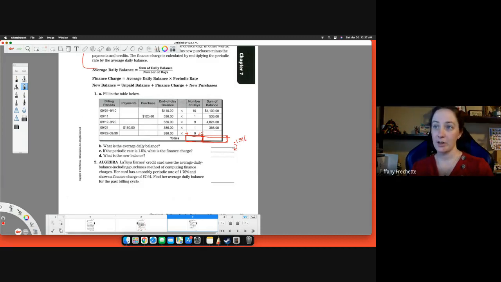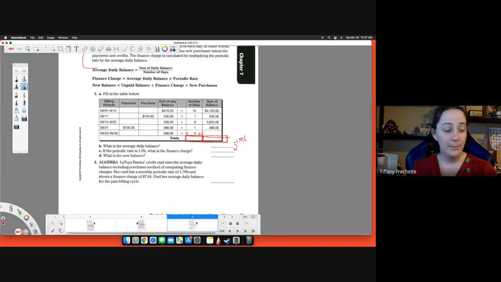That'll tell us what our finance charge is. And then to get your new balance, you simply add your unpaid balance. So what is the actual ending balance there? In this case, it's $386. That's what we actually have in the account.